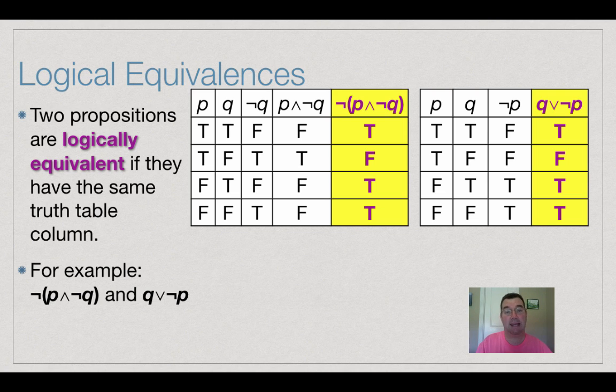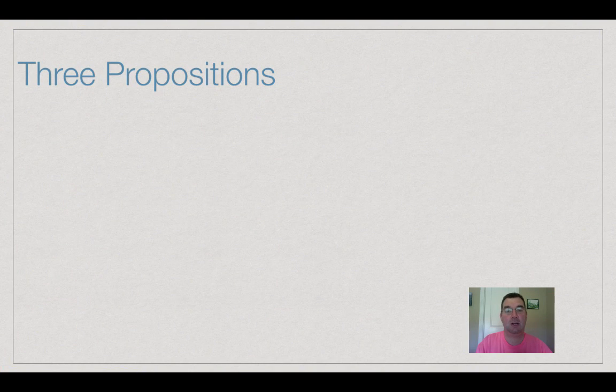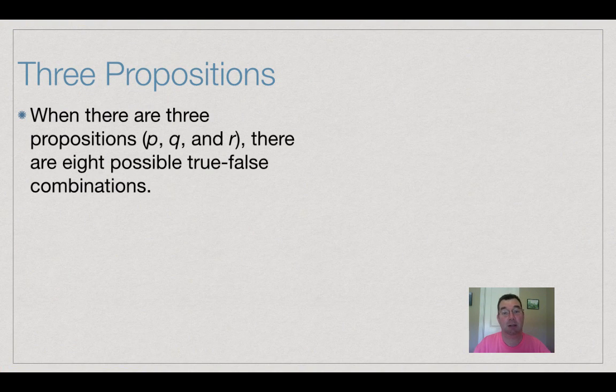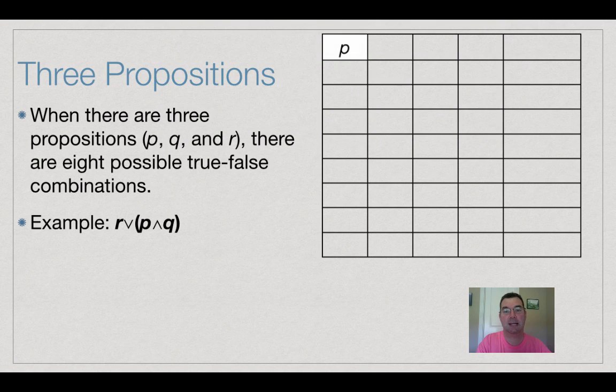They are basically saying the same thing. You would replace P with a statement, you would replace Q with a statement, and if you said either of those things, you would be saying the same thing. All right, so now we get on to three propositions, and I'm going to do this one relatively quickly as well. So for example, if I had R or P and Q. Okay, here's my table. Got to do P, Q, R. I'm going to put P and Q there, and I'm going to put my final one there.